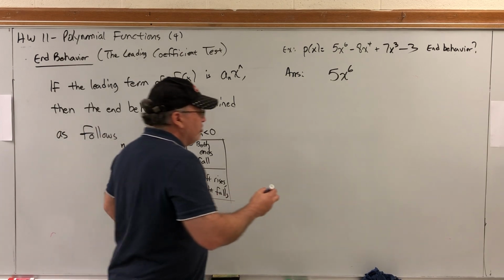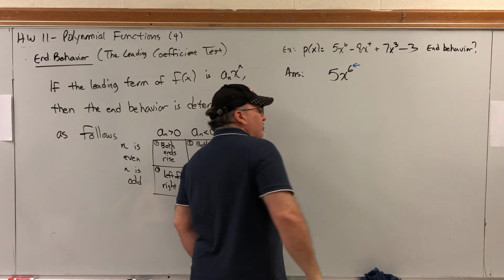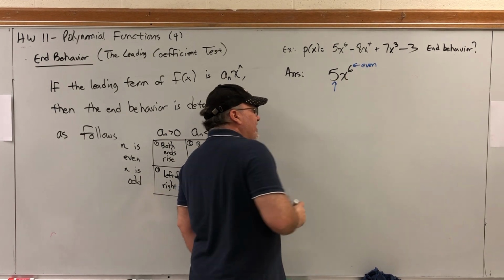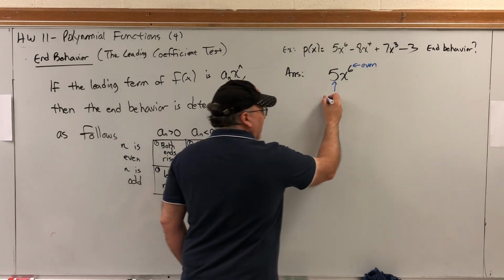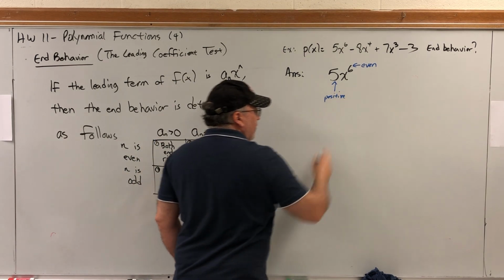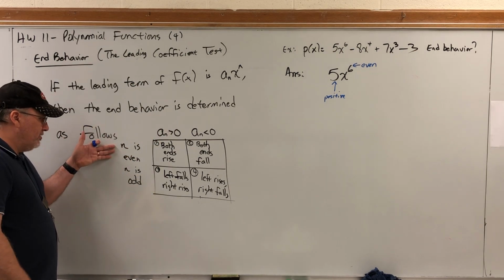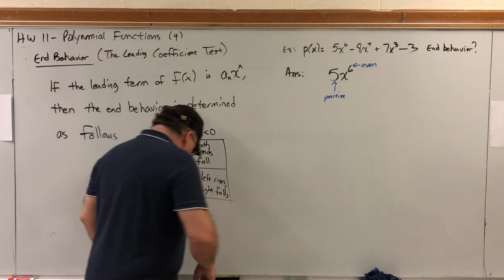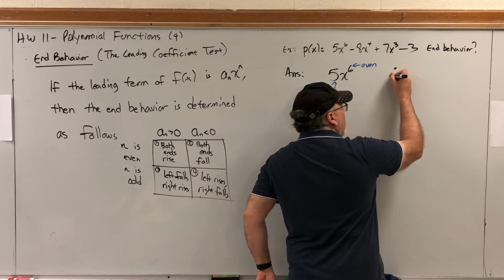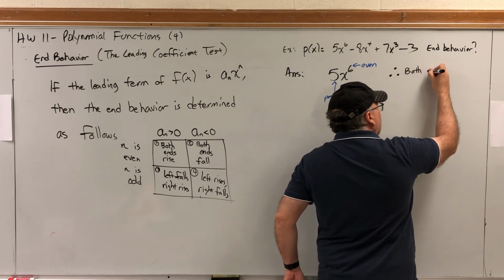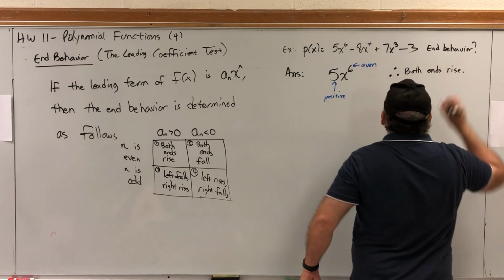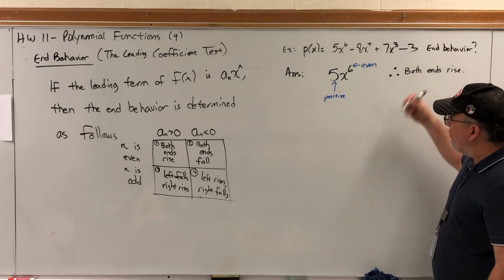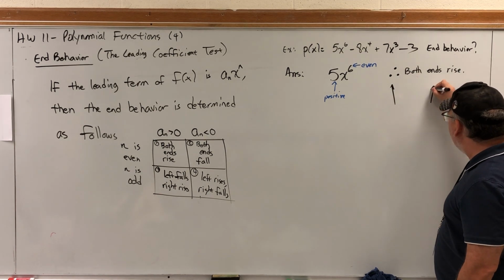Again, you ask yourself 2 questions. Question number 1, is the degree even or odd? In this case, it's even. And is the leading coefficient positive or negative? In this case, it's positive. So, when the degree is even and the leading coefficient is positive, greater than 0, that means that both ends rise. So we could quickly conclude, therefore, both ends rise. So without doing a lick of work, aside from this analysis, I already know that if I were to graph this, the left end would go up and the right end would go up.